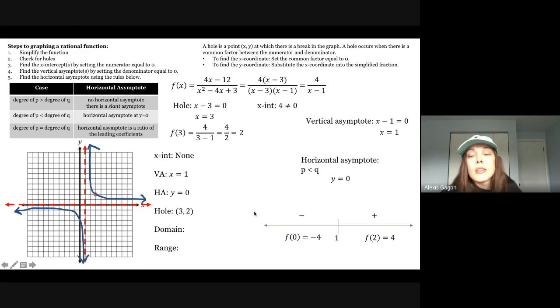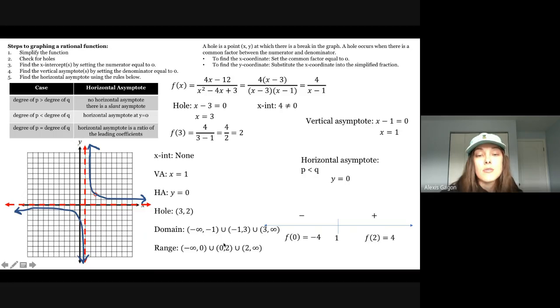Okay. Then the domain here, -infinity to -1. Oh my gosh, that should be a positive one. -infinity to +1, +1 to 3, and then 3 to infinity. Those are positives because our asymptote's at 1, not at -1. And then the range, -infinity to 0, 0 to 2, and then 2 to infinity.